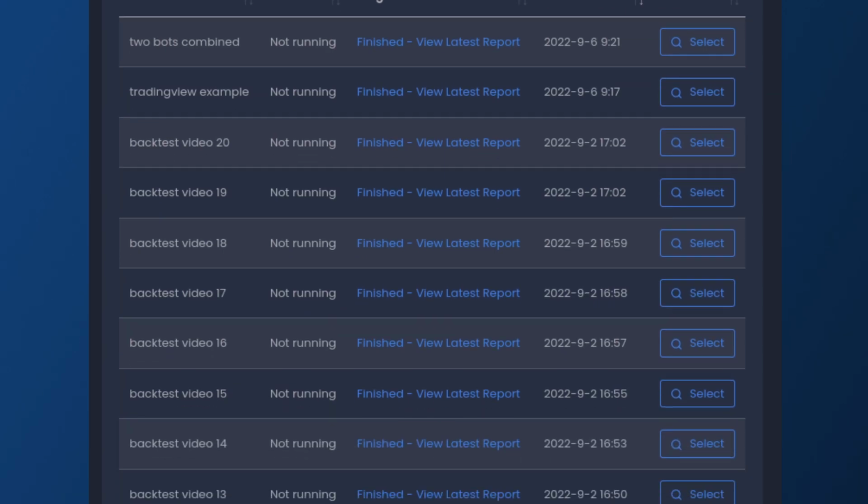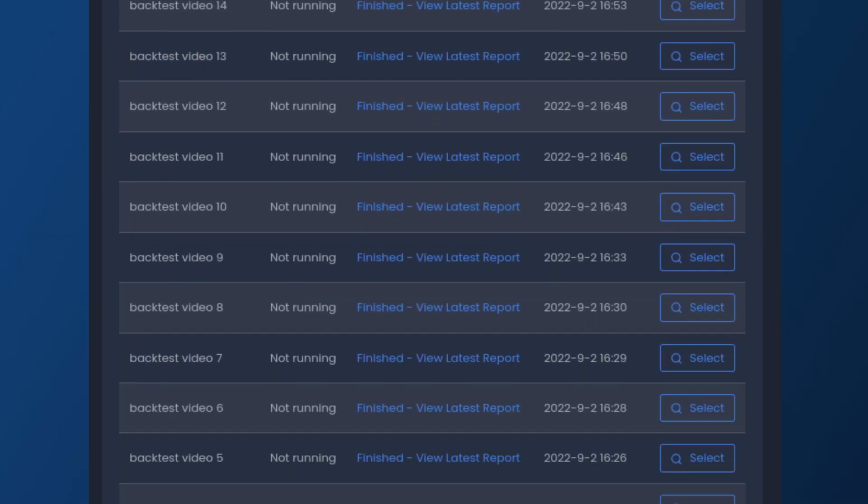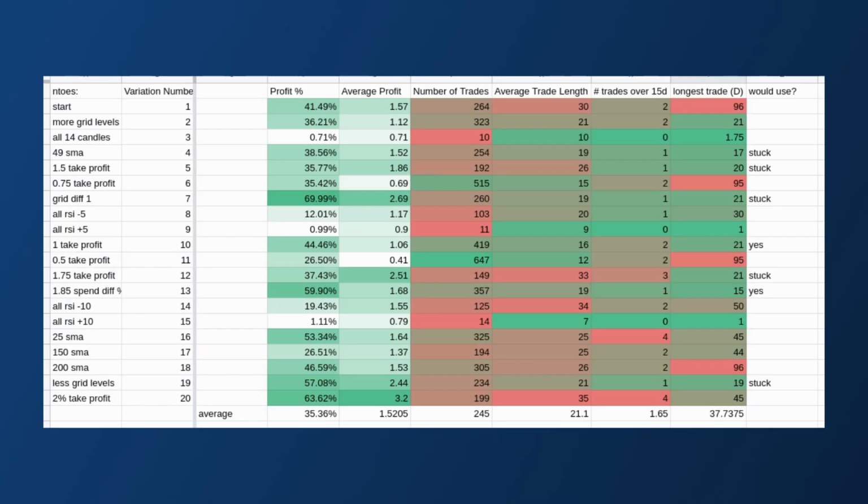Results. I took all of the bot reports and put all of their data into the same spreadsheet. As you can see, I also marked those that I would use personally. Some numbers are highlighted by red, those are bad. Numbers highlighted by green are good. We want as little red and as much green as possible. However, there is one more factor to look out for, which I will let you know about later.